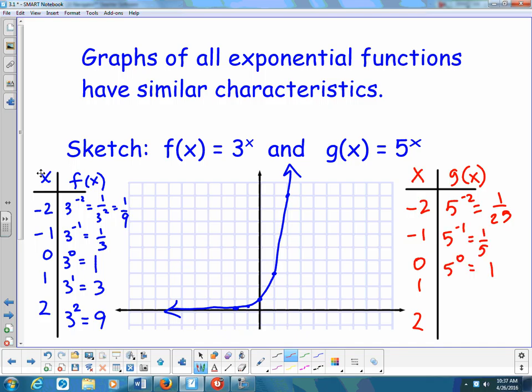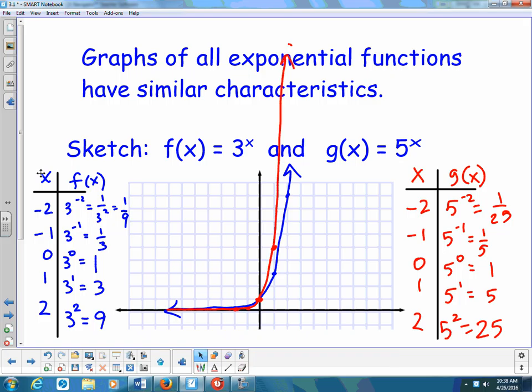If I plug in a 1, I get 5, and I plug in a 2, and I get 25. So if I'm going to graph this one, negative 2 goes to 1/25. That's even a little bit lower than the first one. 1/5 is a little bit lower than the other. And then right there, spot on, they actually meet at the ordered pair 0, 1. 1 is at 5, and 2 is way up here somewhere at 25. And so again, this graph is going to look very similar, but it is actually rising more steeply.